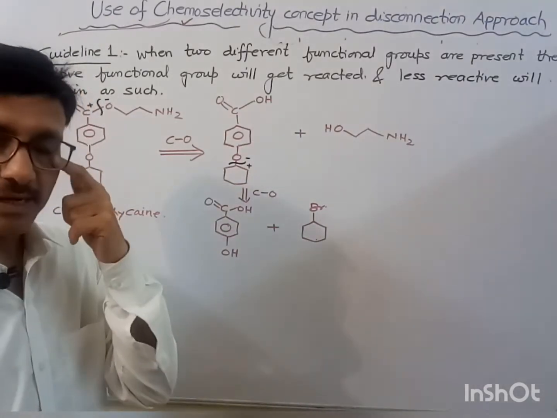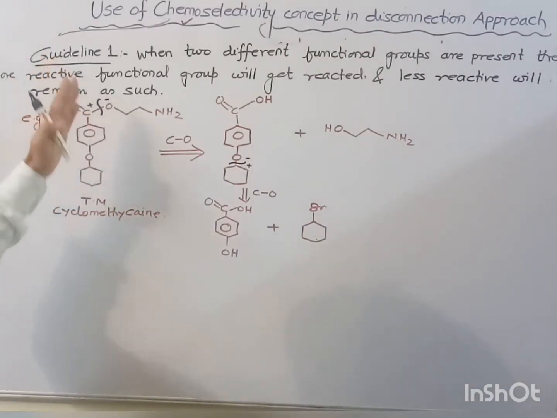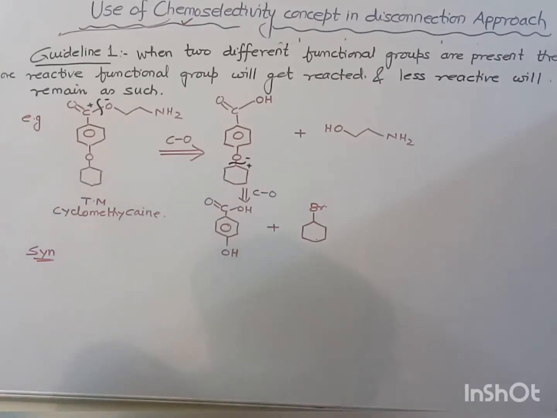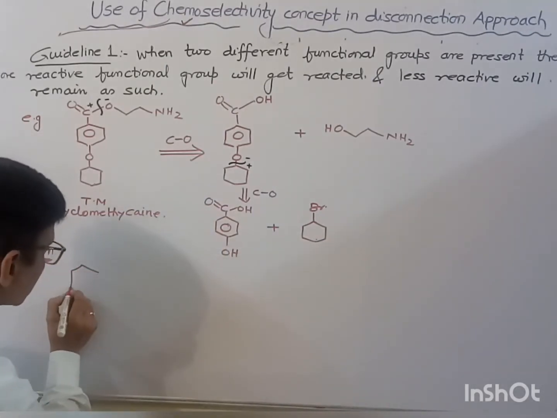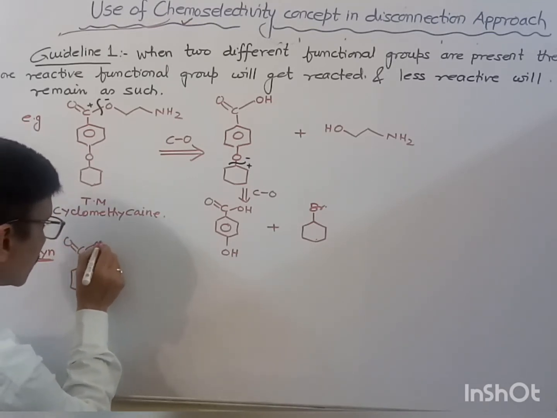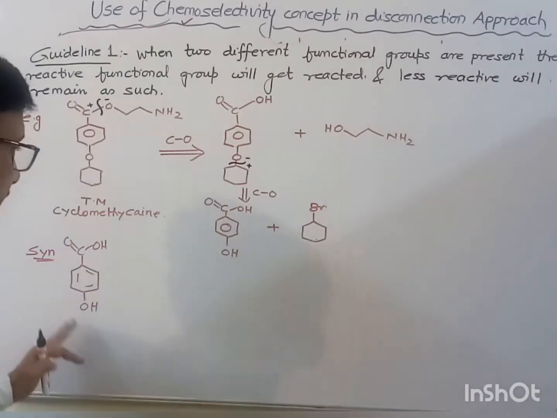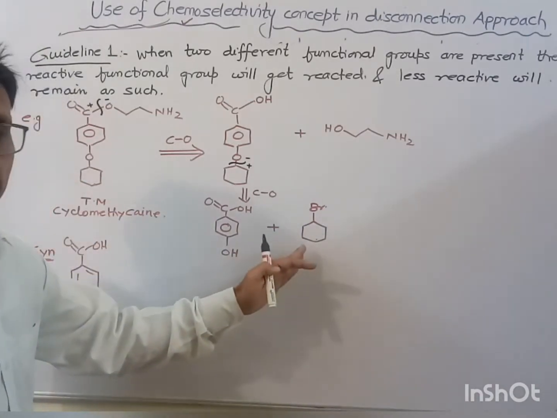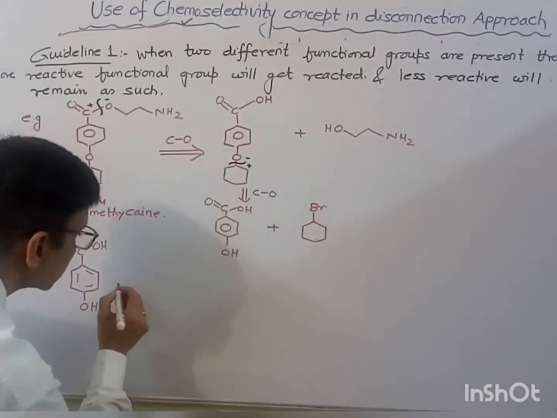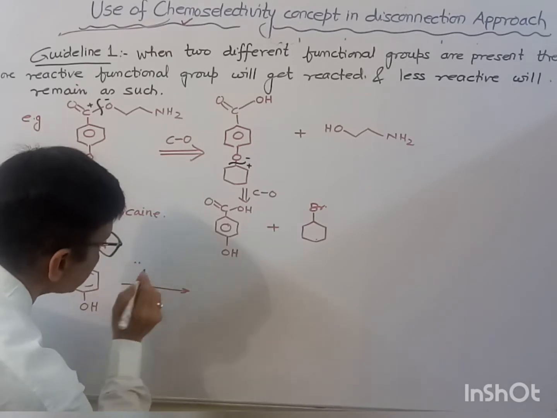Now if we write the synthesis of this, then we will see the use of this guideline in the synthesis. So let's see the synthesis. Suppose we have para-hydroxybenzoic acid. Now this para-hydroxybenzoic acid should be reacted with cyclohexyl bromide. First of all, this is in the presence of alkaline medium, or in the presence of some base.